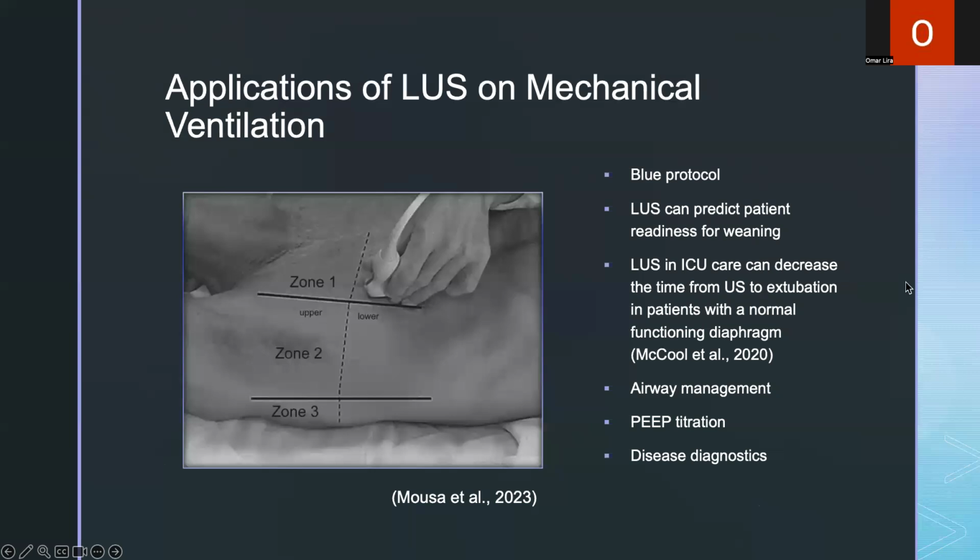Applications of lung ultrasound on mechanical ventilation. I will go over what is known as the BLUE protocol. It is frequently used for diagnosis of pulmonary pathologies in critically ill patients. Lung ultrasound can predict patient readiness for weaning. Lung ultrasound in the ICU can decrease the time from ultrasound to extubation in patients with normal functioning lung and diaphragm. Lung ultrasound can be used in airway management, in PEEP titration, and in disease diagnostics.